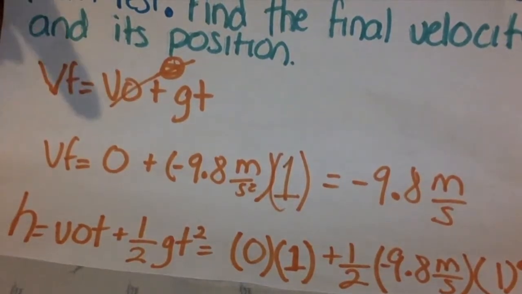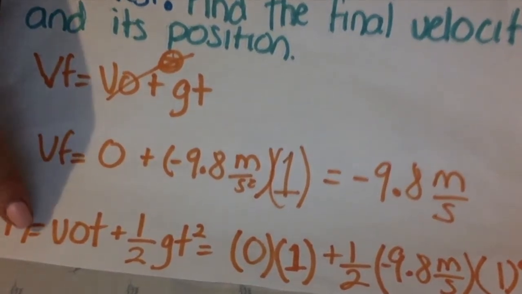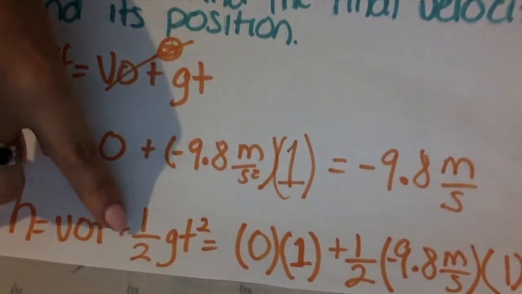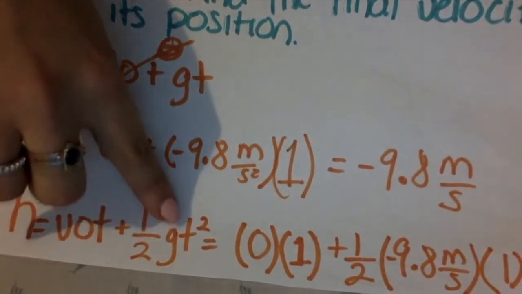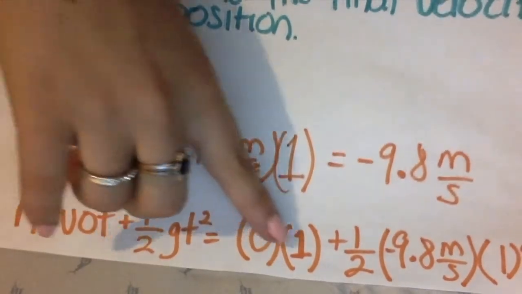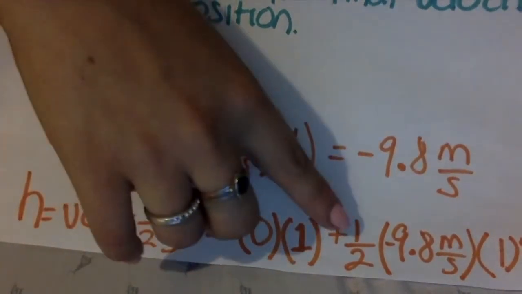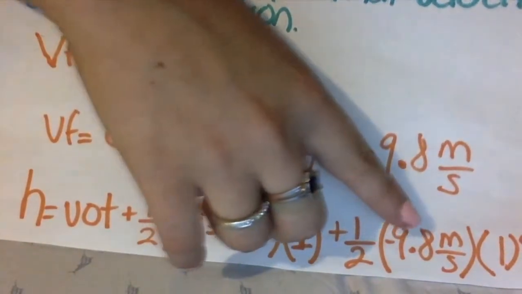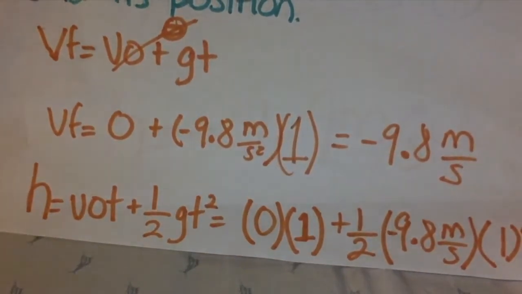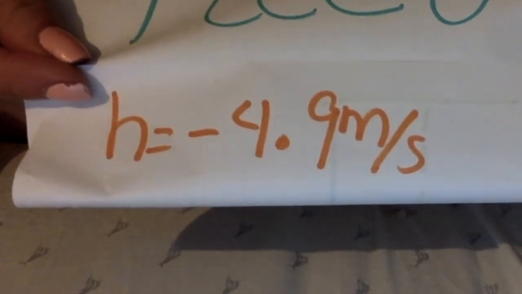Now they are asking us for the position, so we use the formula h equals initial velocity times time plus 1/2 of gravity times time squared. We substitute the values: 0 times 1, which is equal to 0, plus half of minus 9.8 meters per second squared times the time 1 squared. This gives us the result minus 4.9 meters.